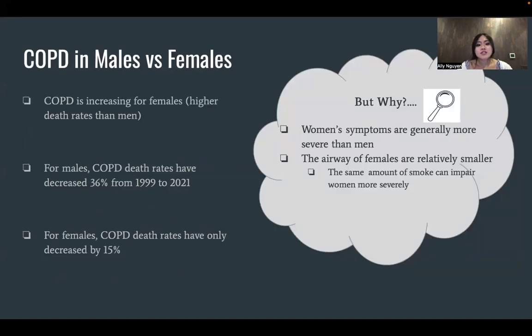COPD, as it relates to gender, is increasing in females, and they have a higher mortality rate than men. The COPD symptoms are also much more severe than in men because women have smaller airways, so the same amount of exposure to smoke can impair women much more efficiently than men. One reason we can use to explain the rise in COPD amongst women is that more females are being exposed to pollutants and smoke from jobs.